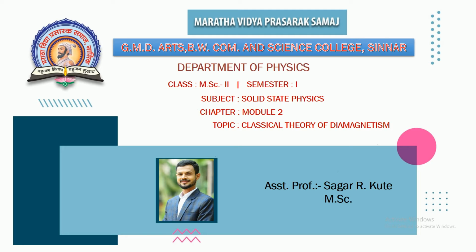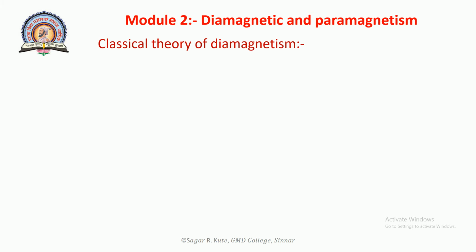Now, last lecture we discussed module first. In this lecture we will discuss module second, topic classical theory of diamagnetism. Diamagnetism is the occurrence of negative susceptibility. Magnetization of such a substance is antiparallel to the applied field. The negative susceptibility is due to the fact of magnetic flux.